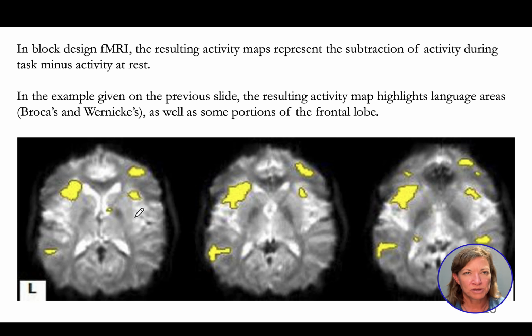And so when you do a block design fMRI, you get an activity map that results from a subtraction. So it's a subtraction of brain activity or brain metabolism in each region during the task minus activity at rest. So in this example, the resulting activity map highlights language areas like Broca's and Wernicke's, and you can see some portions of the frontal lobe are also involved, and that makes sense. People are thinking, not just speaking, right? Okay, what begins with O? And so that makes sense for that type of map.